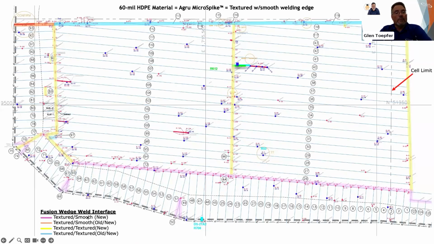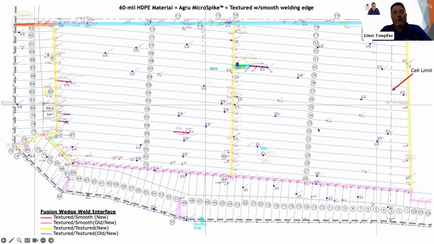Then you have your textured, the smooth, and the yellow, or not yellow, the other color there. I can't see it on my screen very well. Yeah, the orangish one up here is your old along the tie-in. And then the blue is a tie-in of texture to texture. That's the old sheet to new. And then you had the blue or the yellow being texture to texture, new to new. And then all the other seams that you see there are just regular smooth to smooth. So you can see that the footage adds up.